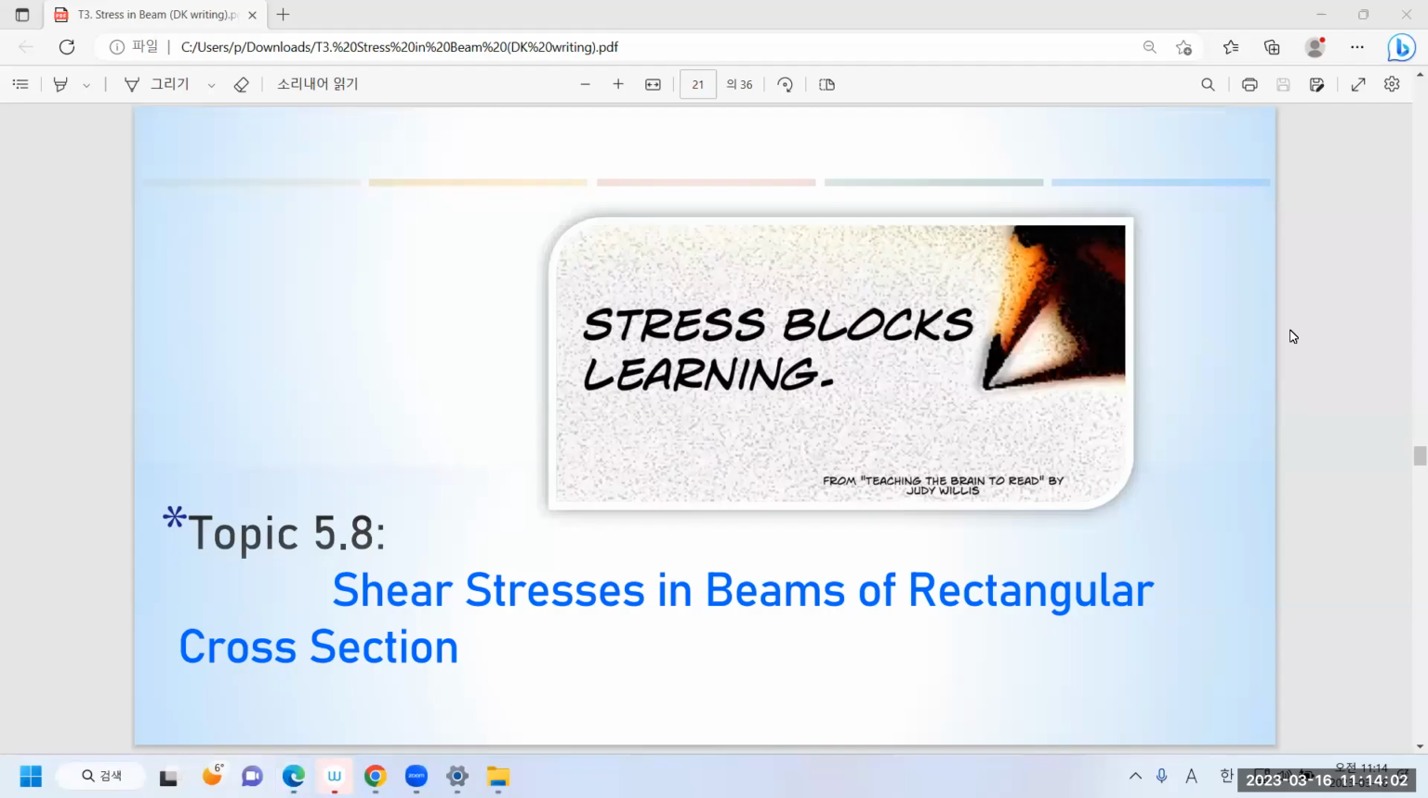Right, recording started. As I mentioned earlier, this is topic 3, section 3, and the shear stresses in a beam of rectangular cross section are going to be discussed in today's session.